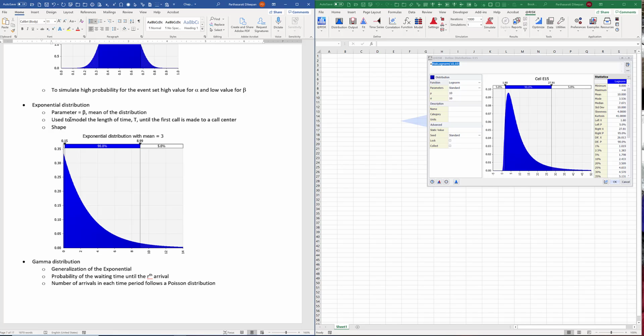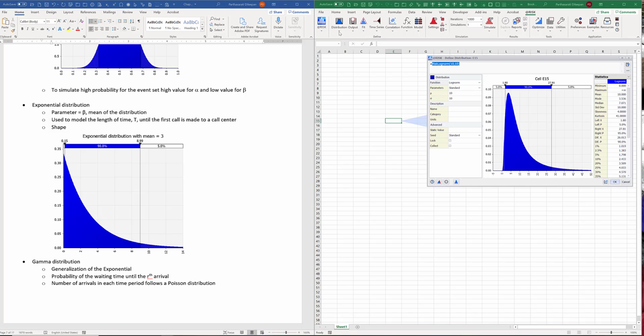So if in 1 hour, Poisson says, on the average we get 10 events, the average number of events is 10. That means the average length of time between events will be 6 minutes. Then that becomes the average of the exponential distribution. So the parameter beta is the mean of the distribution, so that's what you would use.